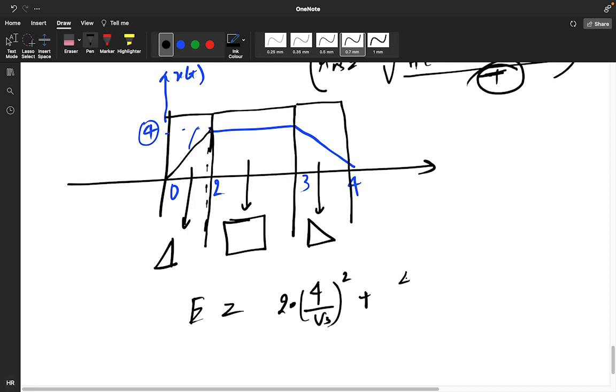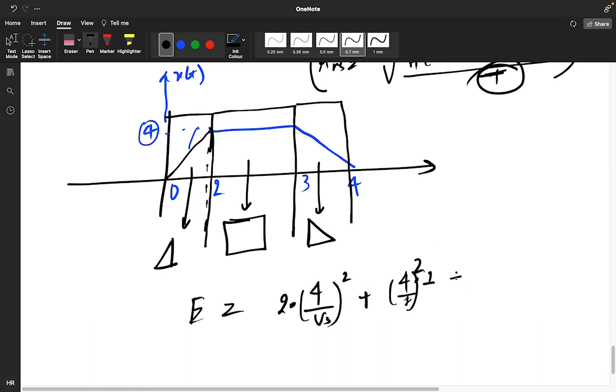So amplitude is 4. What is the time period? For this, how much time is it? The rectangle is for what time? 2 to 3, into 1, divided by 1 whole square. For the rectangle square, we need to divide by 1.